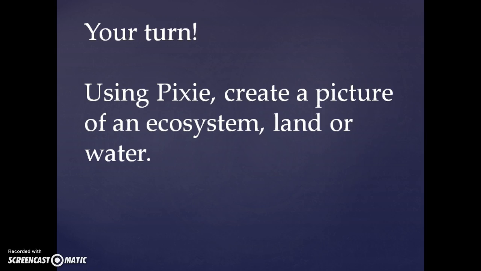So here's what you're going to do. You're going to work with your partner, the two of you together, using Pixie. Create a picture of an ecosystem. It can be land or water. And we're not going to do a bunch of research, so you can just think about what animals you might see together. So here's an example.